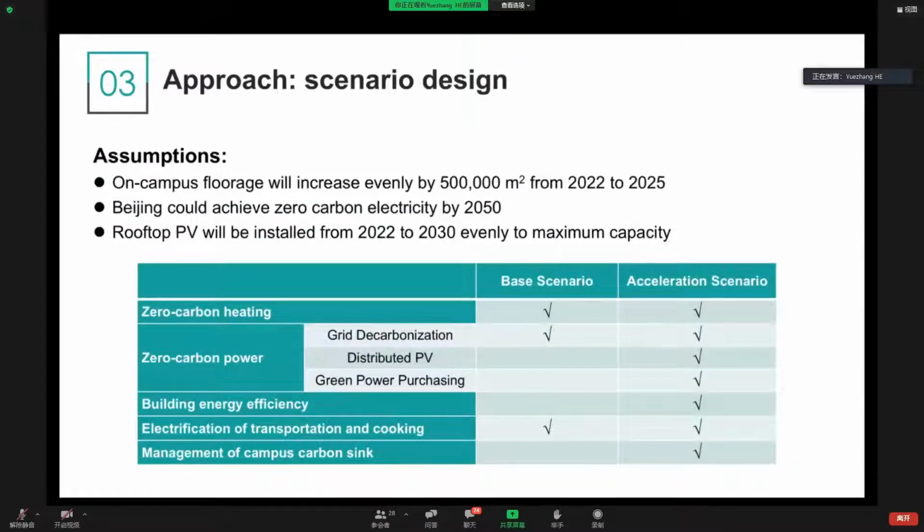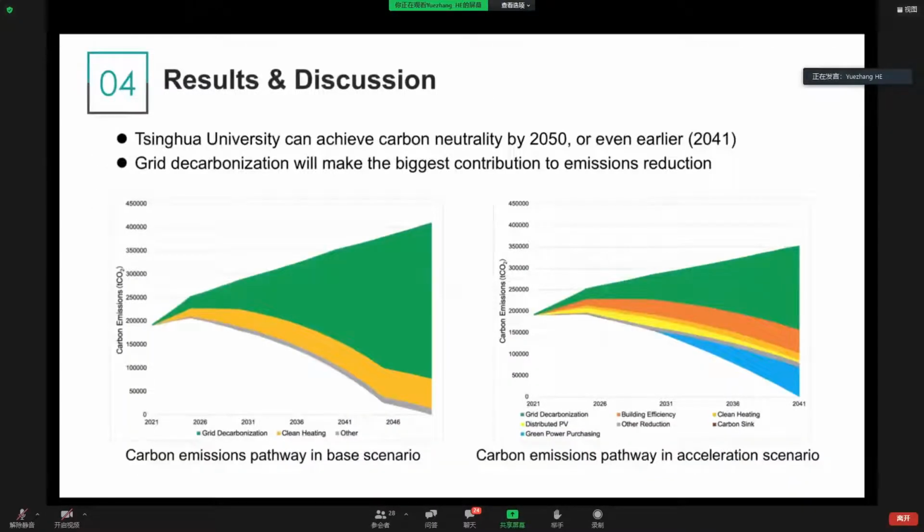So next, we design two scenarios and set some key assumptions for our research. The difference between the two scenarios is the application of the pillars. This slide shows the result of the two scenarios. From the carbon emission pathways, we can see that Tsinghua University can achieve carbon neutrality by 2050 or even earlier. From the green part, we can see that grid decarbonization will be the biggest contribution to carbon dioxide emission reduction.